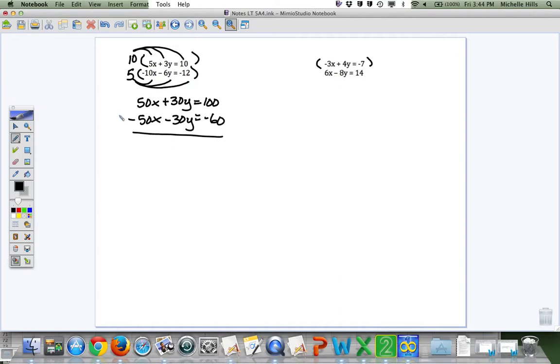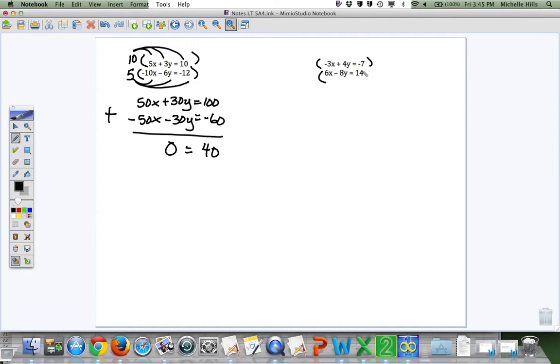When I add these two equations together now, 50x plus negative 50x is 0. 30y plus negative 30y is 0. This whole side is 0. 100 plus negative 60 is 40. Now I'm going to come back to that in just a minute.